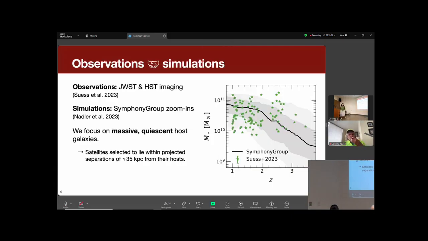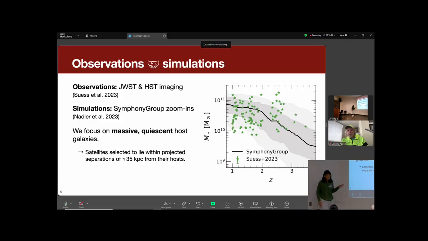Cool. Before I talk more about the model, I just want to briefly touch on the data that we use in this work. So the observations come from Ren Spies' 2023 paper, which uses multiband NIRCam imaging in GOODS-South, as well as HST data.